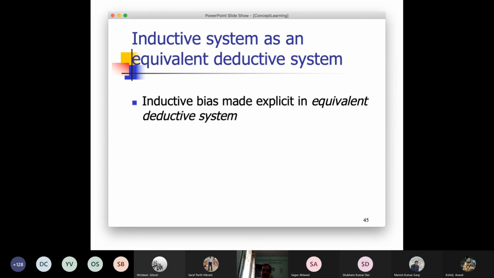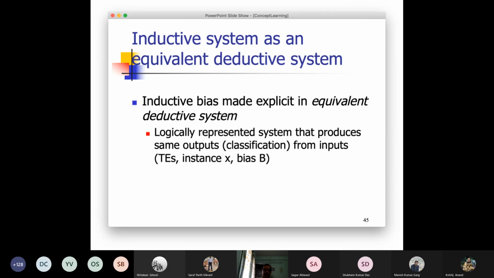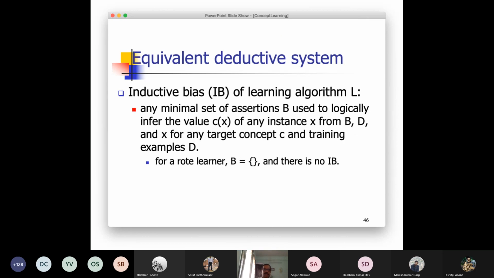Even the candidate elimination algorithm, which we have worked on, used those assumptions. So we'll come to those things. What is this? You are logically representing these systems so that with your logical arguments, you can derive the same output that you otherwise observe through learning, with your inductive bias. So this is the formal definition of the inductive bias.